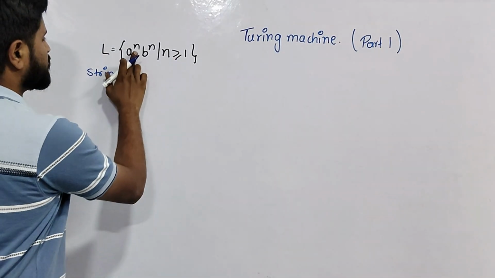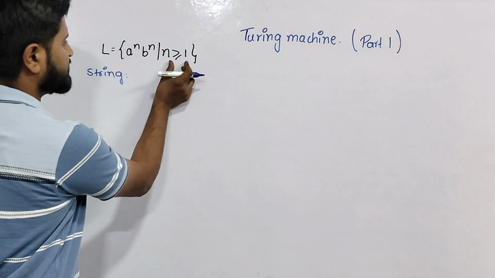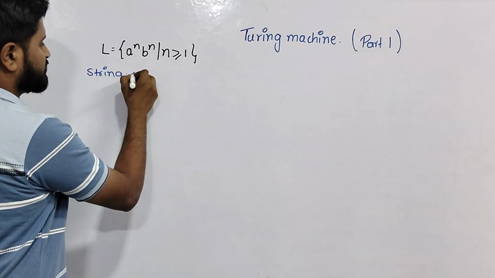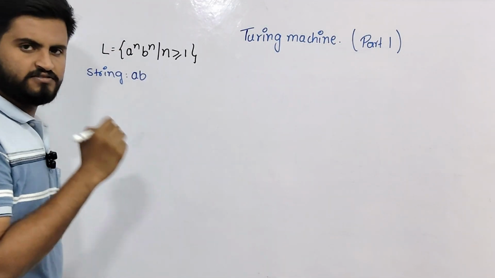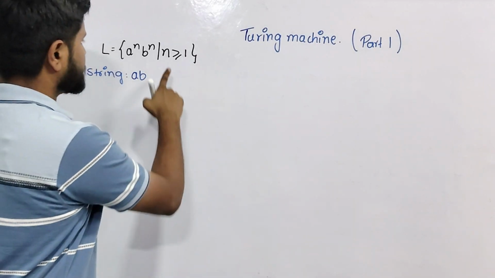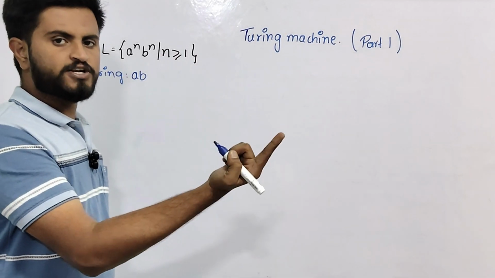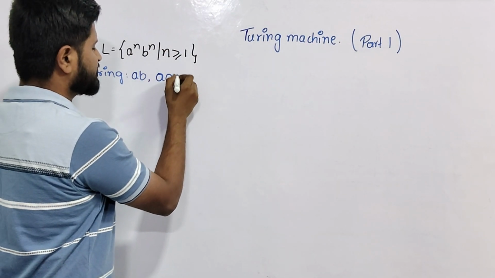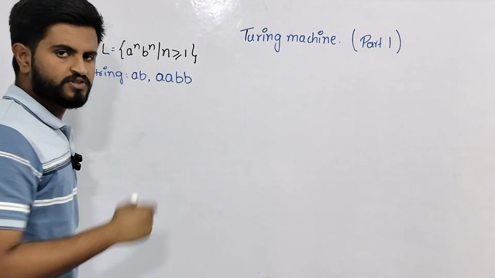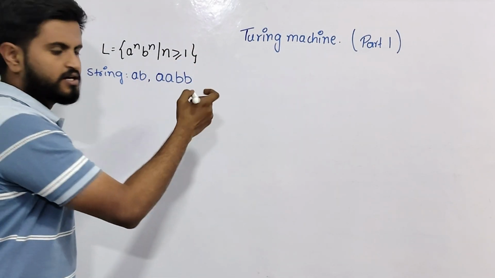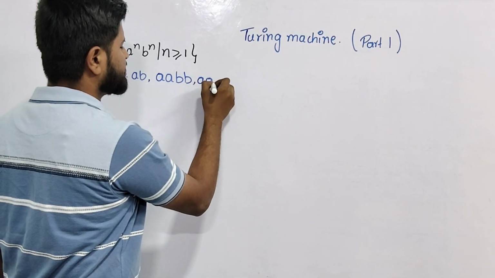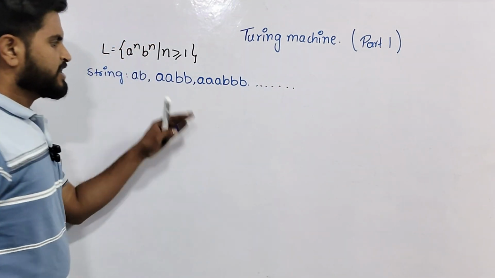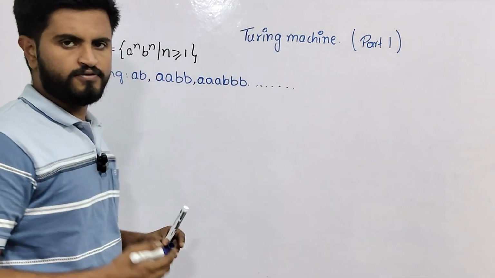Now, when I put n value as equal to 1, because the least condition is greater than or equal to 1, a power 1 and b power 1, that is a 1 time, b 1 time. Next, when I increase the value of n from 1 to 2, it will be a power 2, b power 2, that is a will be written 2 times, b will be written 2 times. Next, if we move for 3, so n value is 3, a 3 times, b 3 times. Like this it will continue up to the n number of elements.